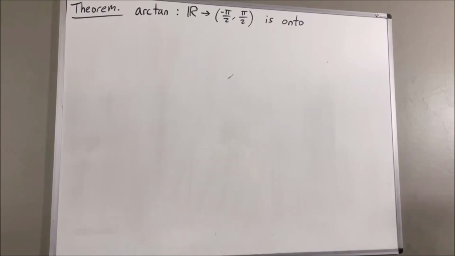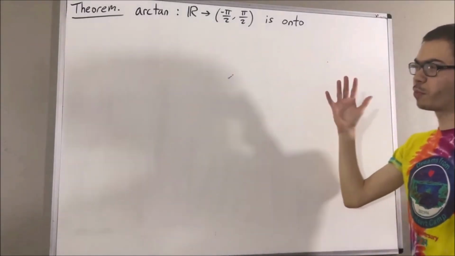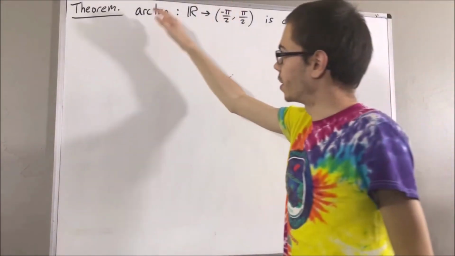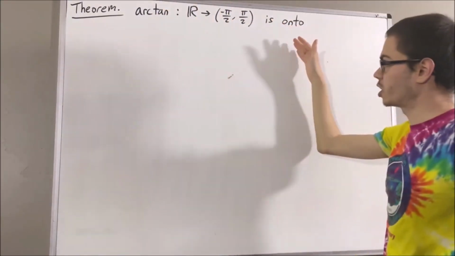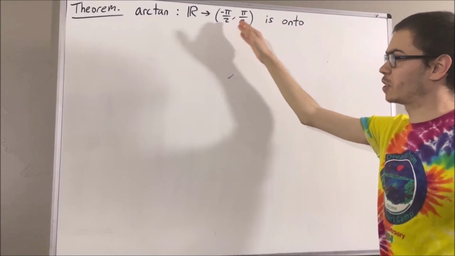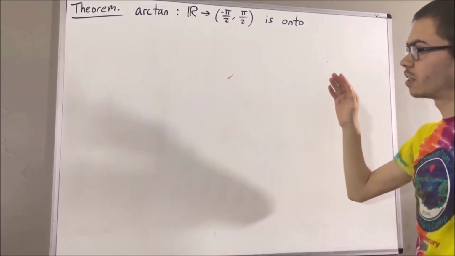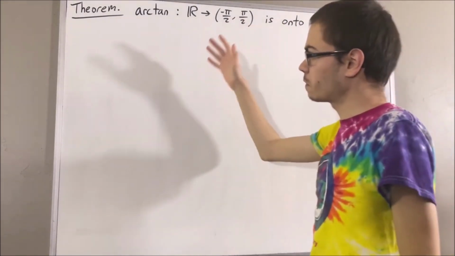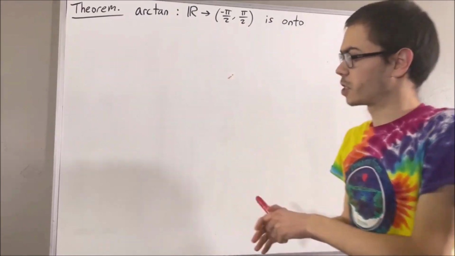Hello! In this video, we are going to prove the following theorem. The arctangent function maps onto the open interval negative pi over 2 to pi over 2. Now, let's first remind ourselves of our definition of the arctangent function.